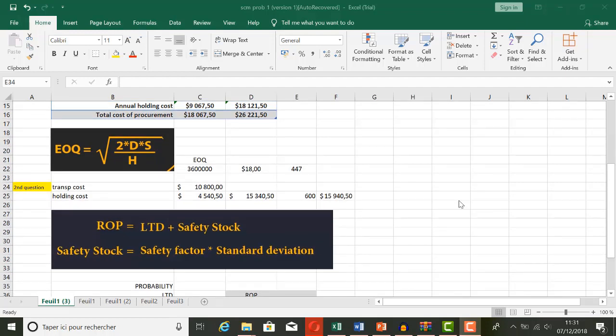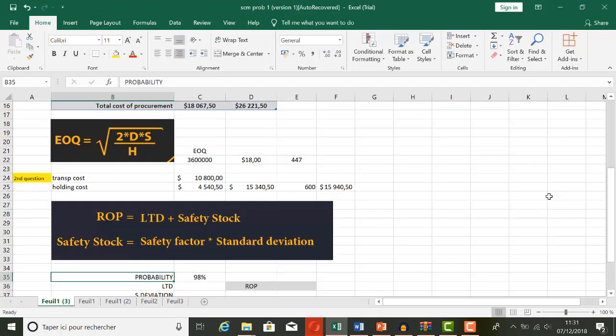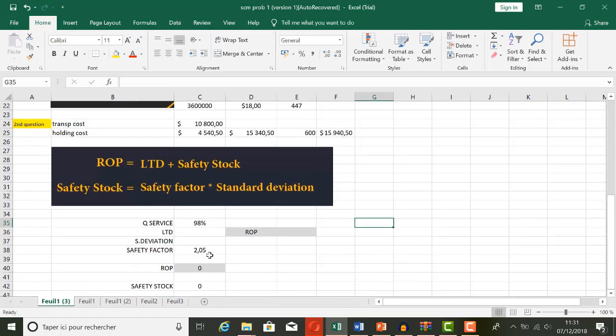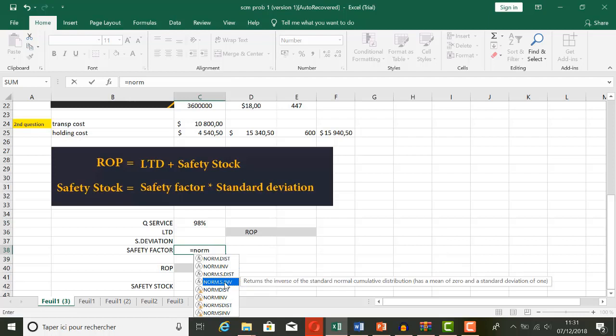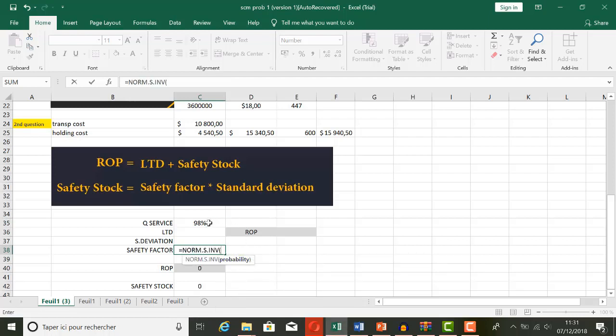Then, if we suppose that we are capable of withstanding the probability of rupture of 2%, which means heading for a quality of service of 98%, we would then call up the function to find the safety factor. To do so, we are going to use this nice feature in Excel, NORM.S.INV, the normal statistical inverse. It will calculate the inverse normal cumulative distribution for a given probability value. So we will say that safety factor equals NORM.S.INV, and we select the probability, and that will give us a safety factor of 2.05.